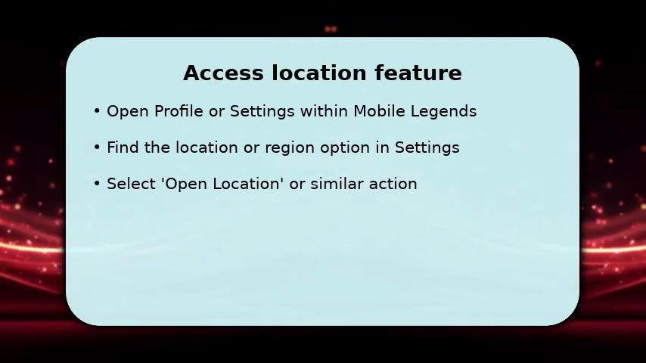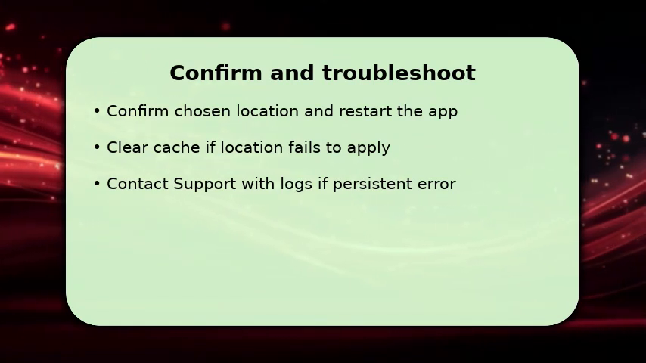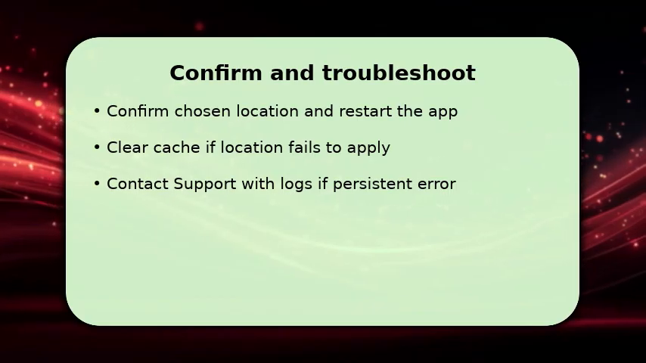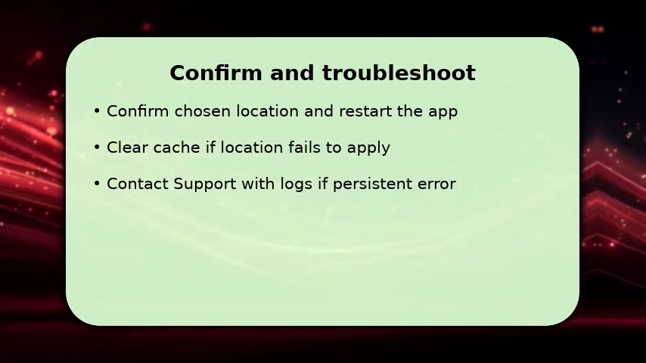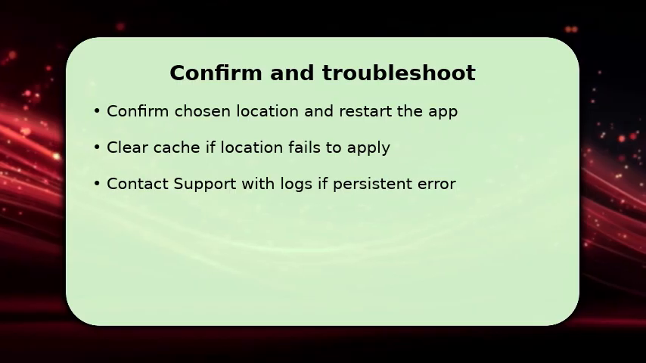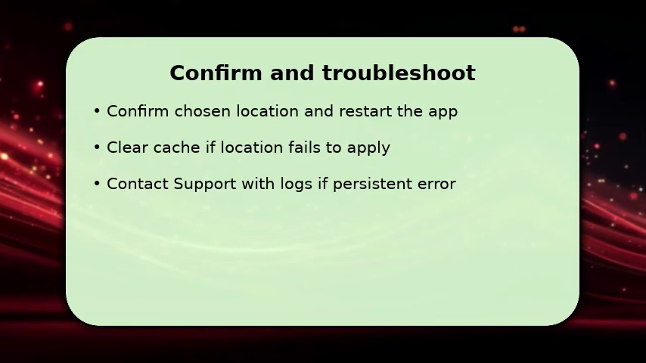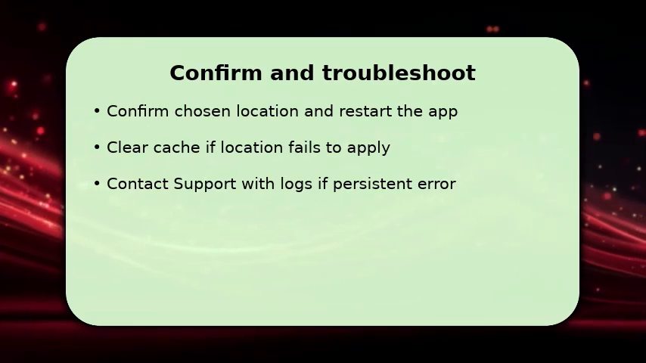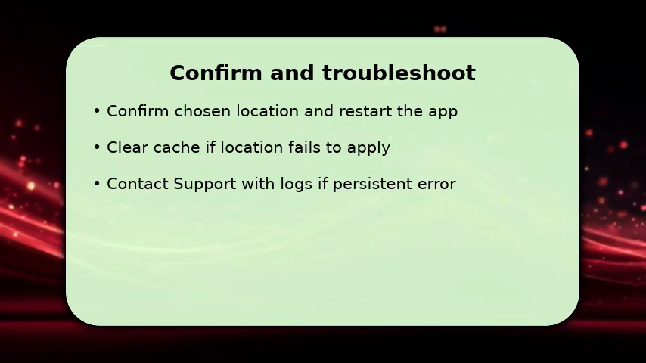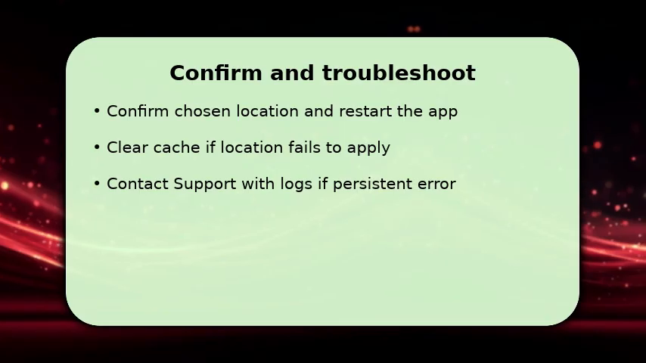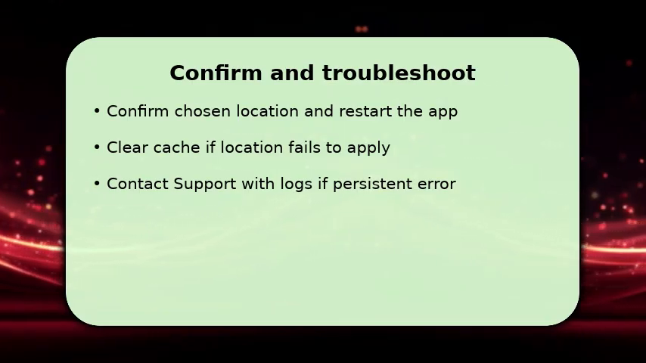You finish by confirming the new location and ensuring the change takes effect. Accept any confirmation dialogues, then close and restart Mobile Legends to refresh server connections and matchmaking. If the location doesn't apply, clear the app cache in your device settings and try again. Make sure you're off VPN and that location permissions remain granted. If problems persist, collect a brief error screenshot and submit it to Mobile Legends support with timestamps and your account ID. This speeds up resolution.